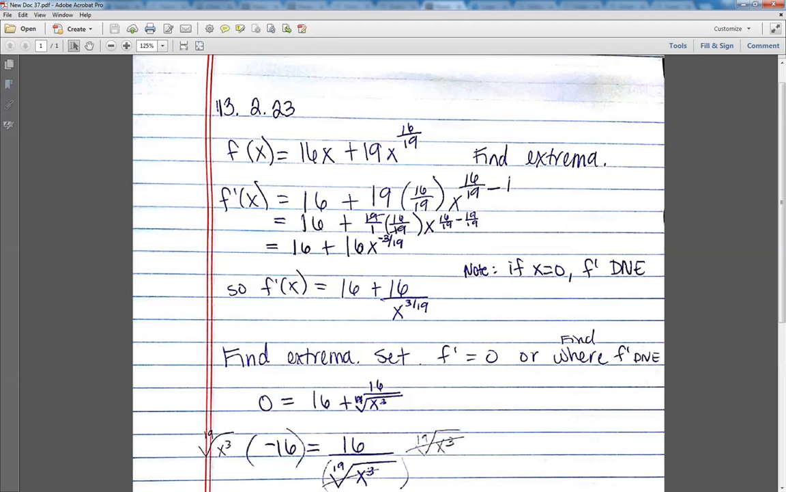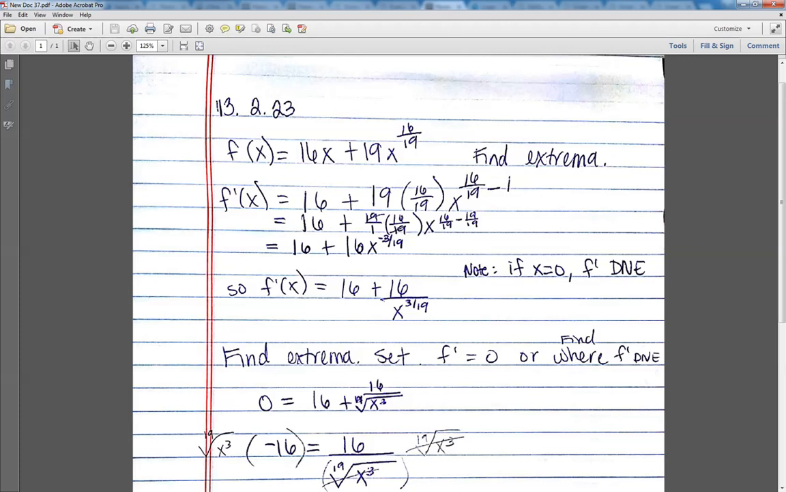When I take the derivative of 16x, I just get 16. And here's, I believe, where there was some confusion. All I have is a power rule. So I take the power, which is 16 over 19, and multiply it by the constant, or coefficient, which is 19. I rewrite my base, which is x, and then subtract 1 from the power.